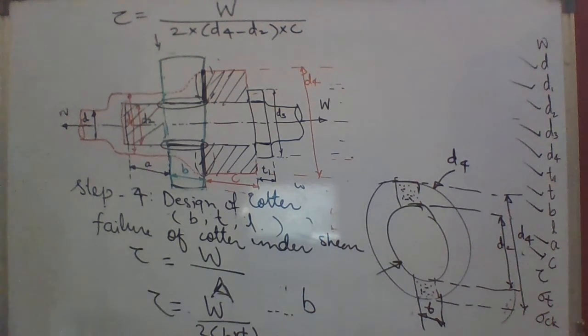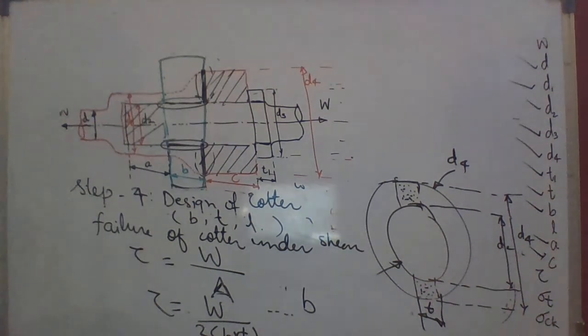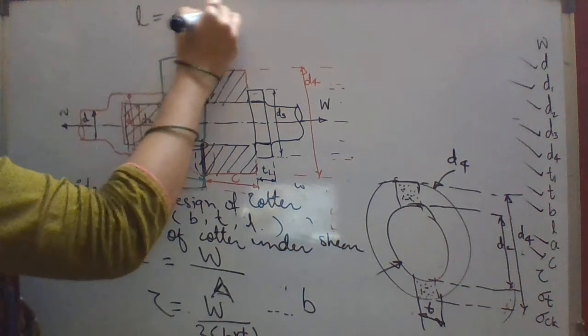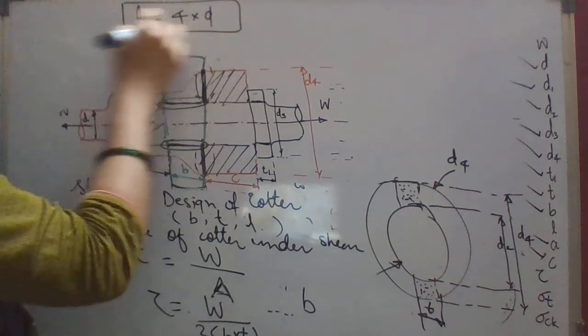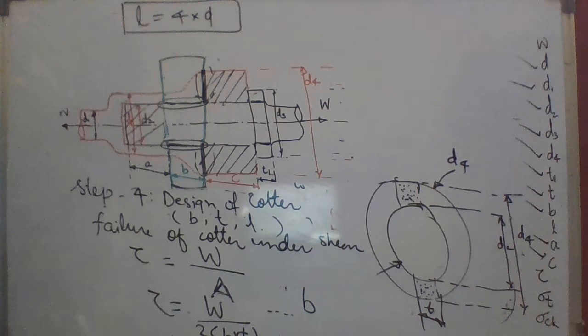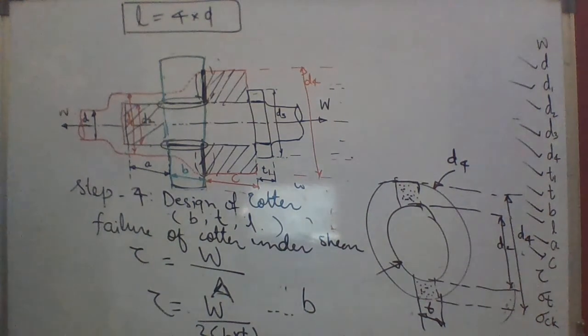So for length of the quarter, what we'll do, we won't use any kind of failure. We will directly take the empirical relation. The length of the quarter के लिए empirical relation होता है 4 times of D. जो तुम लोगों ने diameter कैलकुलेट किया था, diameter of the shaft, उसका 4 times होना चाहिए minimum. So L is equal to 4 into D. So L भी मिल गया. So we have calculated all the dimensions.